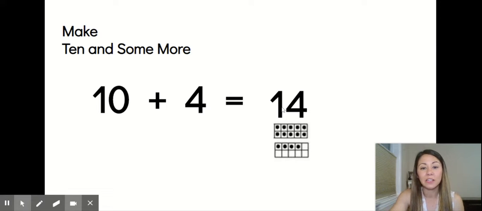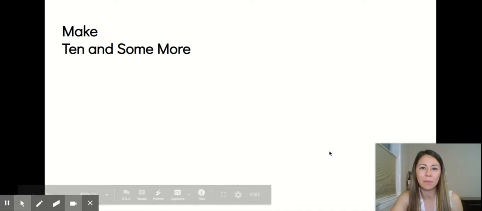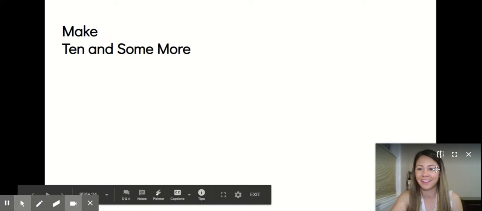The tens place tells me that there's one group of 10, and the ones place tells me that there are four extra ones. Let's practice making teen numbers by putting tens and some extra ones together.